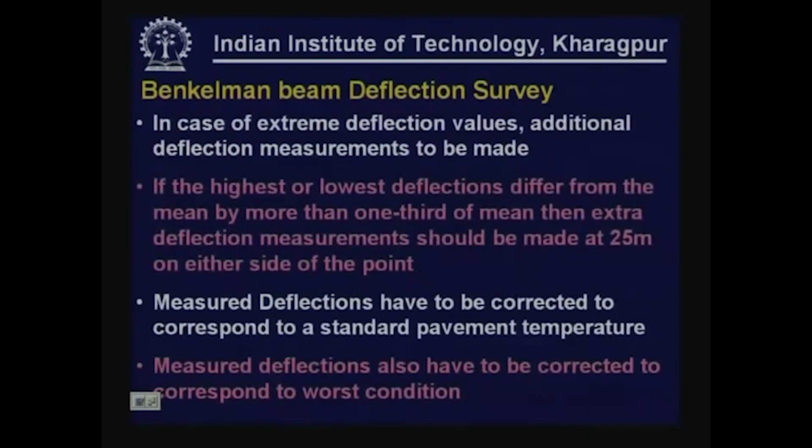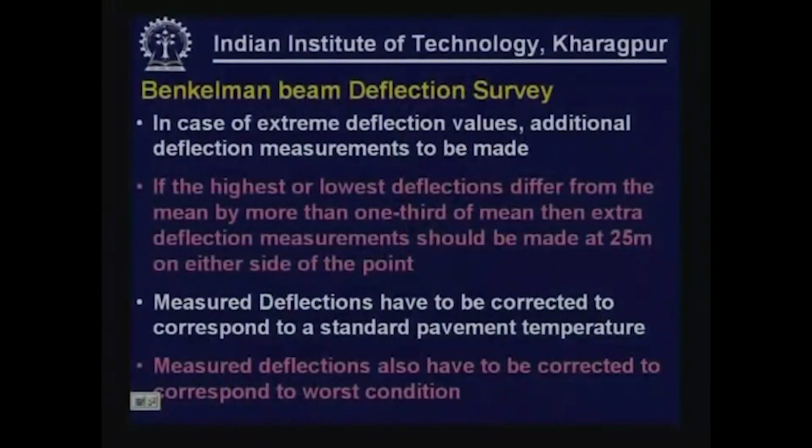In case of extreme deflection values, additional deflection measurements are to be made. For example, if the highest or lowest deflection differs from the mean by more than 1/3 of the mean, then extra deflection measurement should be made at 25 meters on either side of the pavement. We have to be careful about the extreme deflections, and make additional measurements if this criteria is satisfied.